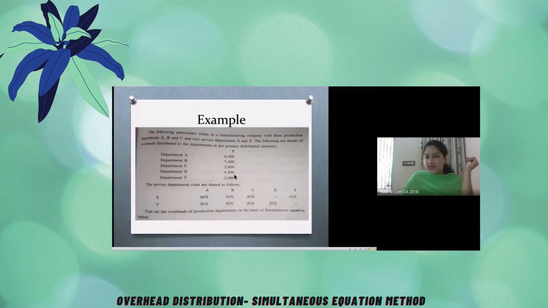So that is why we said 4,500 plus 10% of Y. Right? 3,000 plus 20% of X. That's what we have put here.